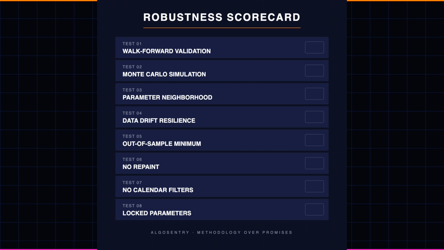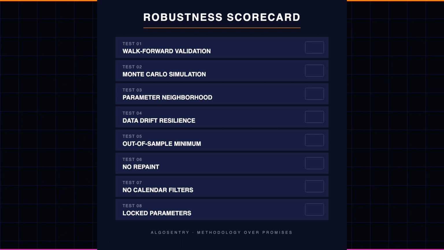Parameter neighborhood kills curve fits. If RSI 14 works, but RSI 13 and RSI 15 fail, you didn't find an edge. You found a pixel. Data drift kills strategies that depend on exact tick precision. Real markets are noisy. Your edge must survive that noise.